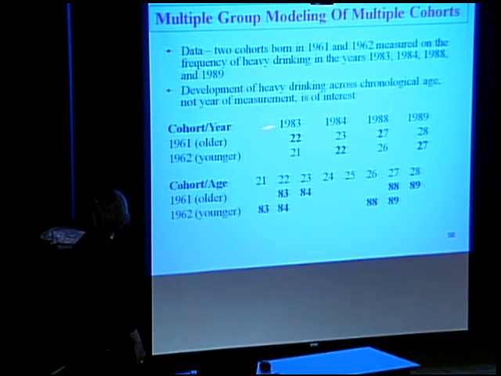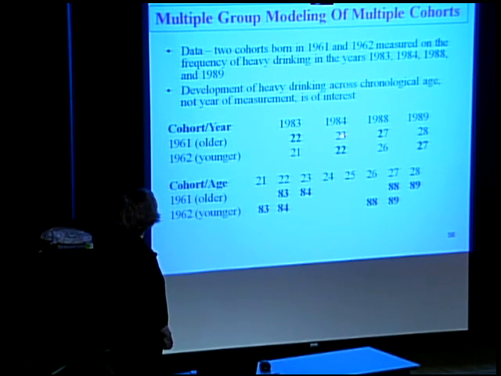In 1983, 1961 is the older cohort, and 1962 is the younger. So in 83, the older cohort was age 22, and the younger cohort age 21. So the difference between the measurement year and the birth year. In 1984, the older cohort was 23. In 1988, they were 27, and in 1989, they were 28. And likewise, for the younger cohort in 84, they were 22, in 88, 26, in 89, 27.